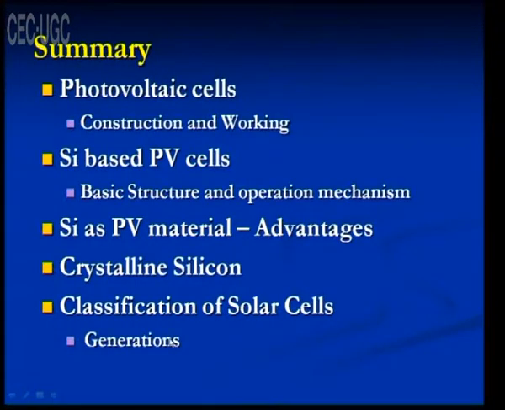Then the specific advantages and the different forms of crystalline silicon were seen, how they are advantageous in forming your photovoltaic cell, and finally we touched upon the classification of solar cells based on their development, that is based on their generation, first, second and third generation. And right now we are existing in the third generation.